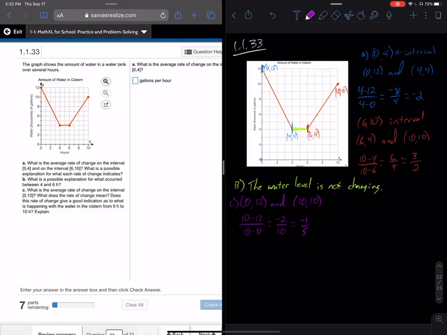Does this rate of change give a good indication as to what is happening with the water? Yeah, that's what we said. There's a net decrease. At 0 hours, there was 12 gallons. And then whatever we did in that 10-hour span, we emptied the tank and we refilled it, but we didn't refill it all the way back up to what it originally was. So there is a net decrease in water. And that's it.